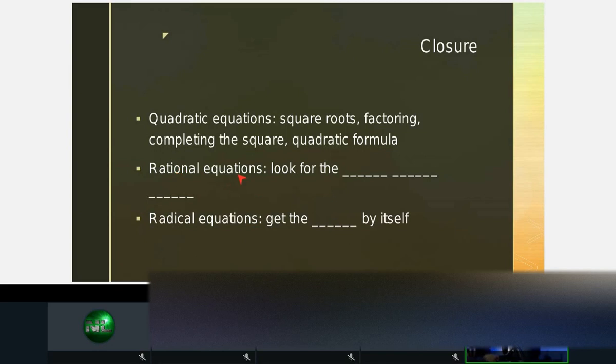So rational equations, we want to look for the what? Three words. In rational equations, the problems involving fractions, what do we want to look for? Anybody? The LCM, the lowest common multiple, the least common multiple. Yep. And then when doing radical equations, we want to get the radical by itself. So if you know those two things, you know how to approach these problems.